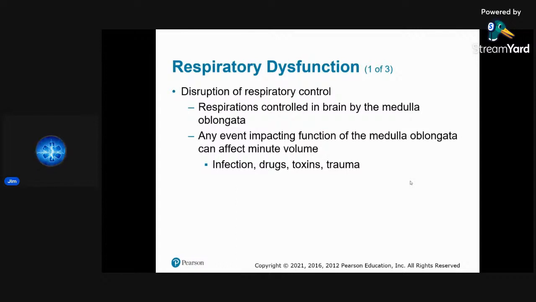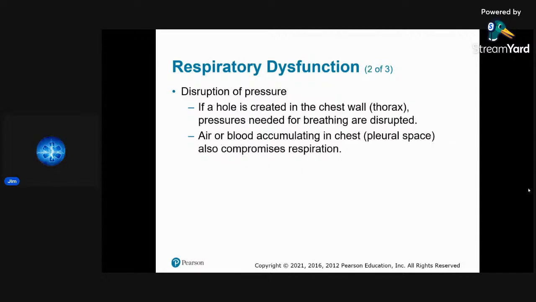But meningitis is just an infection of the meninges, which wrap around the brain and spinal cord for protection. And the other one is swelling of the brain. So this can cause issues on the medulla oblongata. Drugs, of course, can function like, for example, narcotics will slow this and it'll drop the respiratory rate. Of course, toxins and trauma all can impede the function of the medulla oblongata.